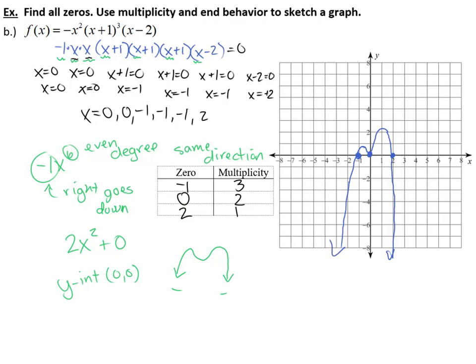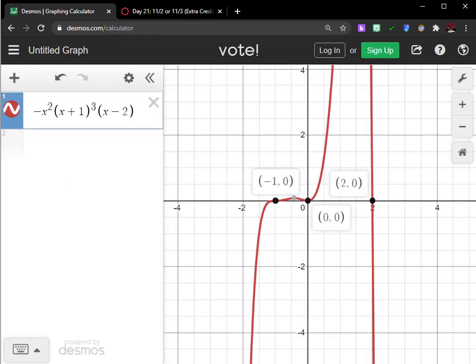So here's my graph. Our tail ends are both going down, just like we thought. It's bouncing off at 0, passing through at negative 1 and 2. Let's take a look at Desmos and see how we did. Okay, I really had to zoom in on this one. It almost looked like it was going to touch the x-axis again, but I think it's giving us a local maximum point in that kind of curve there. So it comes up, it goes through negative 1, stays above, bounces off at 0, goes up, in this case pretty high apparently, comes back down, passes through 2, but our left and right hand side are both going down, and we have the proper things happening at our zeros.